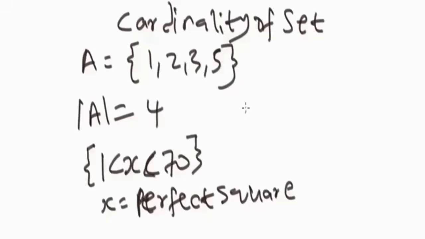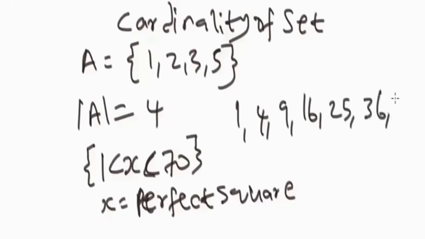But let's do it together, guys. We have 1 is a perfect square, 4 is a perfect square, 9 is a perfect square, 16 is a perfect square, 25, 36, 49, and lastly 64. So how many perfect squares between 1 and 70? 1, 2, 3, 4, 5, 6, 7, 8. So we have 8 perfect squares, so the cardinality of this set where x is a perfect square will be 8.